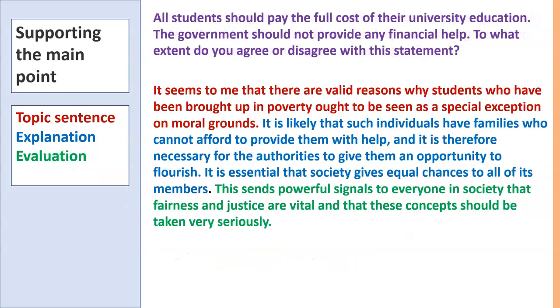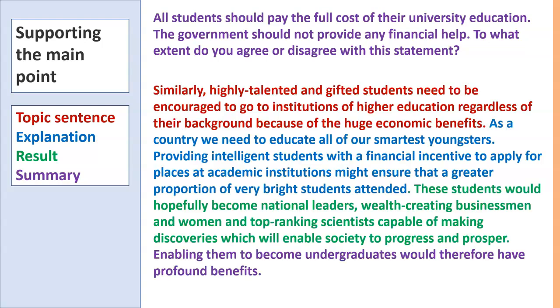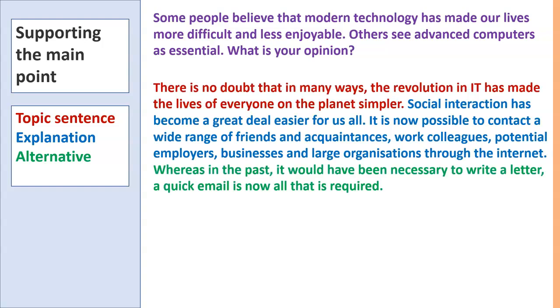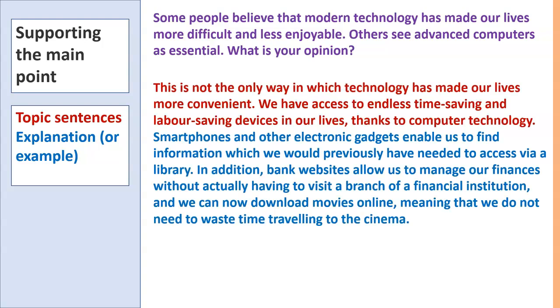In this essay, explanation and evaluation. And here, explanation, result, and a summary, which, as I said earlier, is something you might include in a long paragraph. Here we have explanation and the description of an alternative situation. And here we have explanation or example. It really could be either.